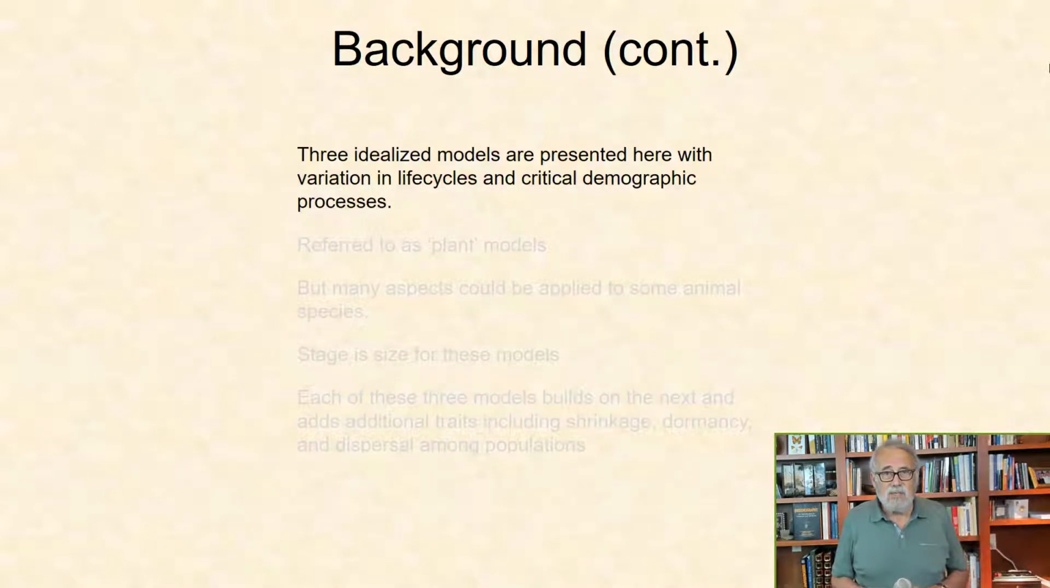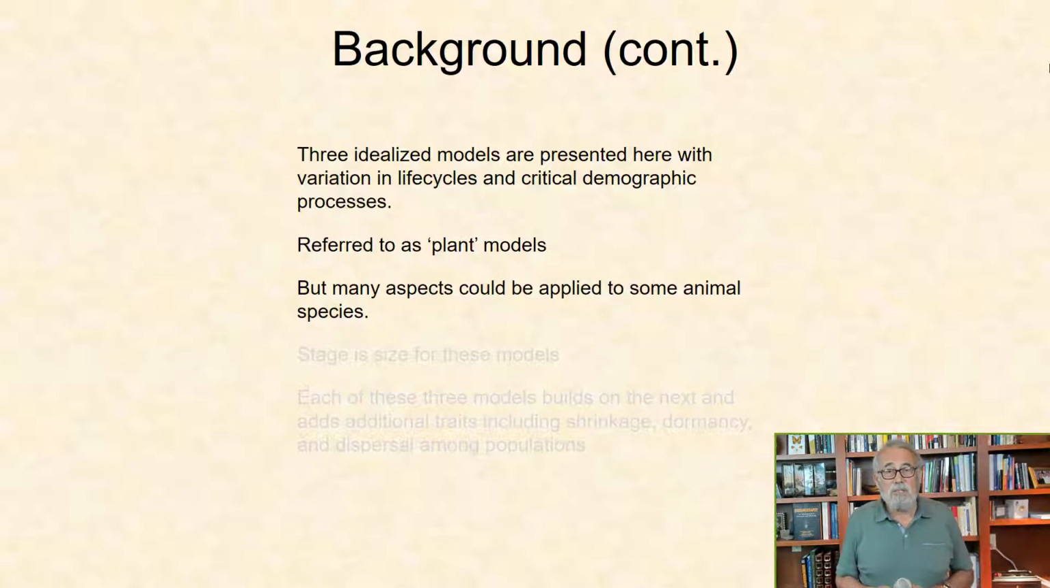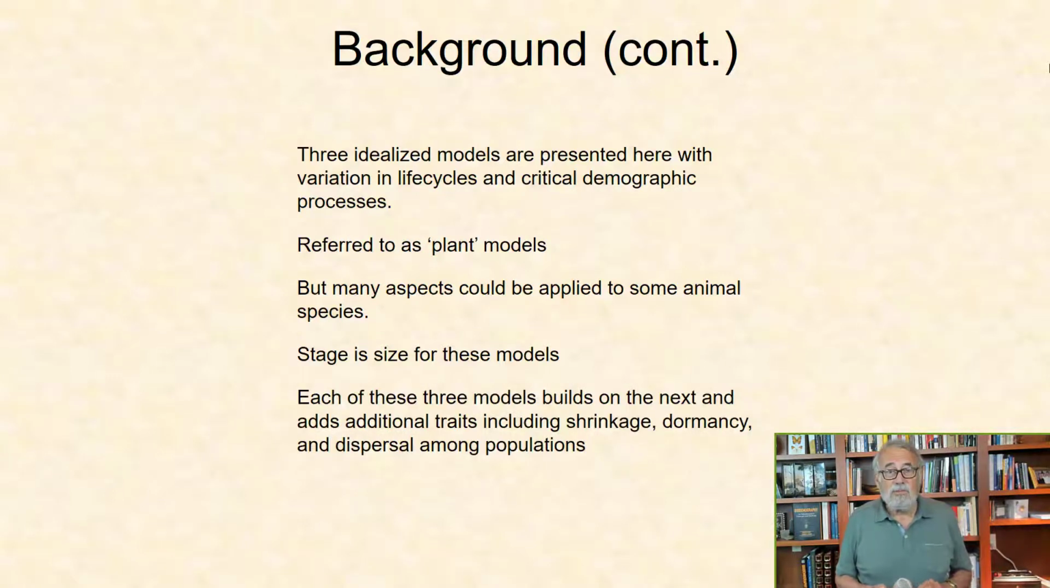Three idealized models are presented here with variation in life cycles and critical demographic processes. These models are referred to as plant models, but many aspects of the structure of these stage models could be applied to some animal species. Stage is size for these models, which for plants may be quantified depending on the species as the number of leaves, size of rosettes, or the diameter at breast height. Each of these three models builds on the last and adds additional traits including shrinkage, dormancy, and dispersal among populations.